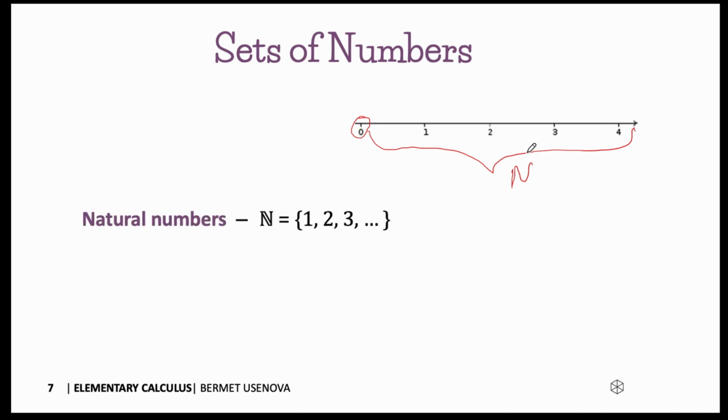Normally, 0 is not included in this set, but if we want to include 0, we need to specify it and denote it as N0 here. It implies that 0 is also included in this set.